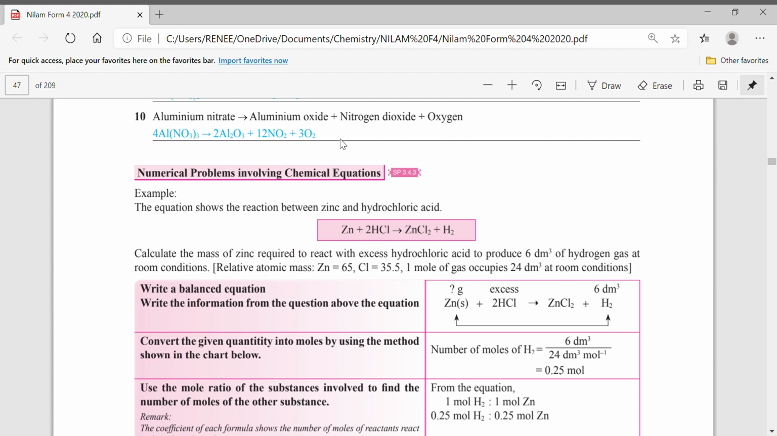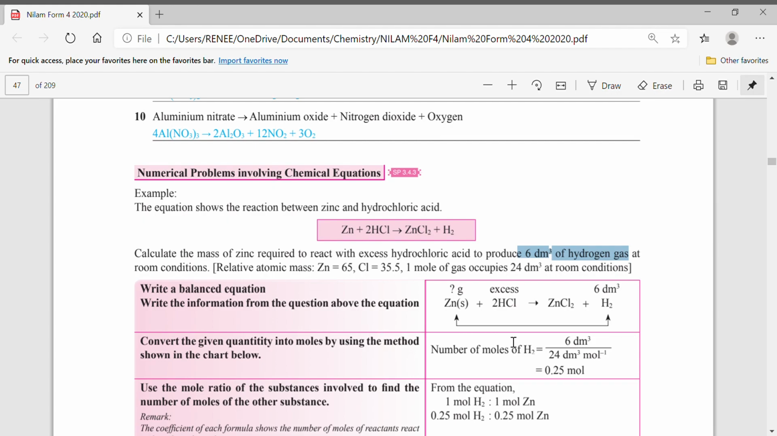The question is, they ask you to find the mass of zinc. And the information they give is, if the equation produces 6 dm³ of hydrogen gas, what is the mass of zinc in the equation? So, we need to know that 6 dm³ of hydrogen gas is actually equal to how many moles.